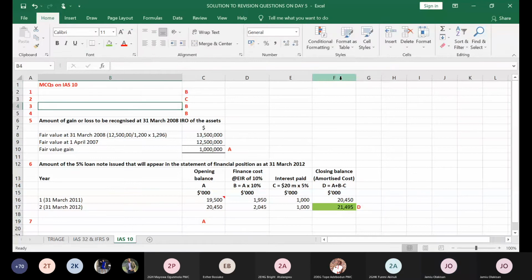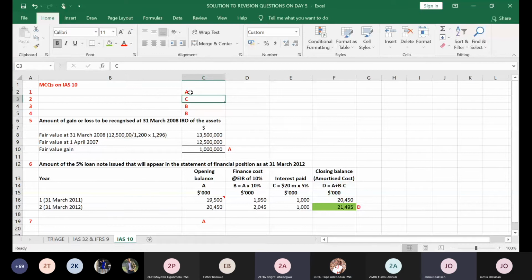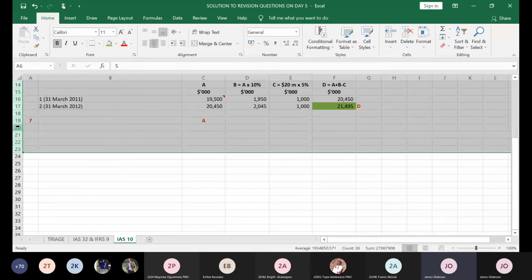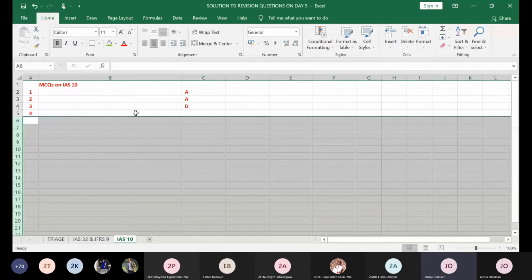What did we select as our solution to question 1? Can you remember? Number 1 was A, right? Number 2 is A. Yes. Then number 3 is D, right? Yes, D. Number 4 now that we want to do, right? Number 4 we want to do now. So let me just delete every other thing here. Okay, number 4.